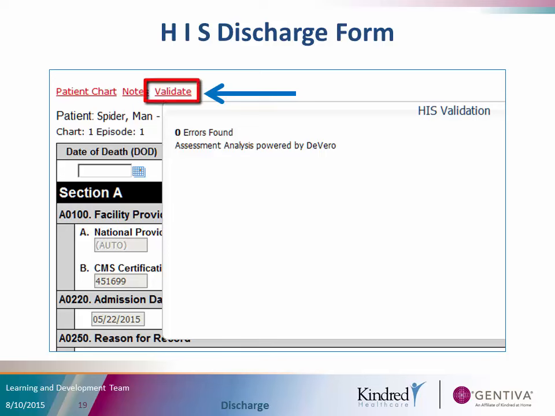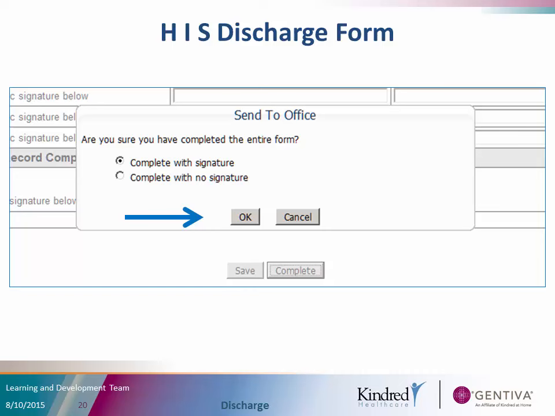Click on the Validation link to check for errors before selecting the Complete button. Once all errors are resolved, scroll down to the bottom of the page and click the Complete button. Once this form is completed, the admission status of the patient will change to discharge in both McKesson Hospice and the hospice system.